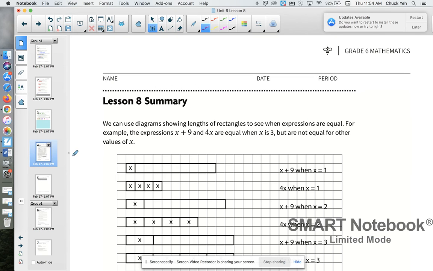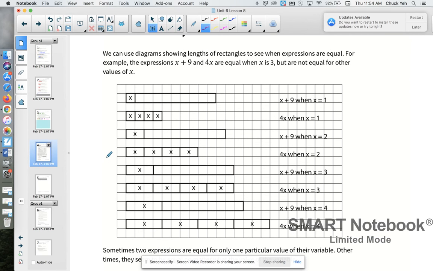All right? And then read the lesson summary. You can tell that x plus 9 and 4 plus x are equal when x equals 3. You know that because, look, these tape diagrams are the same. Okay? They're the same length. These are not the same length. These are not the same length. These are not the same length. Only when x equals 3 is when they're equivalent.